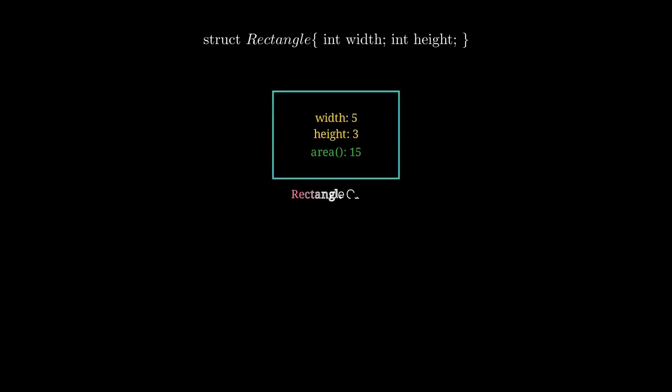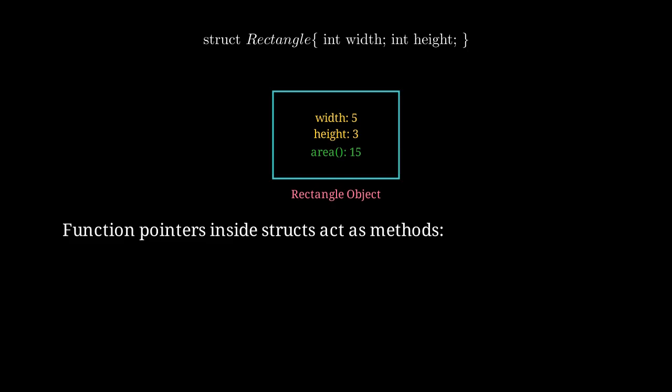Let's start with encapsulation, bundling data and functions together. In C, we use structs to group related data members together into a single unit. For example, a rectangle struct contains width and height as its data members. This struct encapsulates the rectangle's properties and can have associated functions to operate on this data. We can place function pointers inside structs to simulate methods that operate on the object's data.